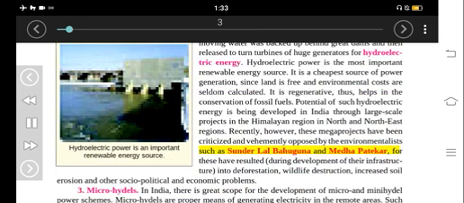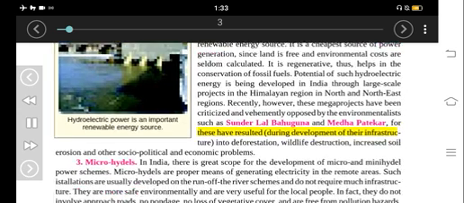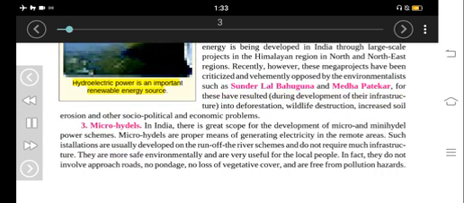4. These have resulted during development of their infrastructure. Hydroelectric power is an important renewable energy source. 2. Into deforestation, wildlife destruction, increased soil erosion and other socio-political and economic problems.